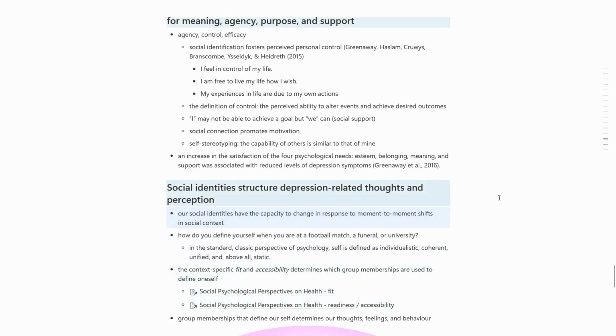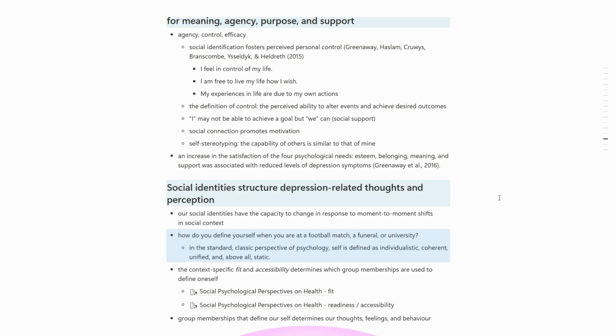Social identities structure depression-related thoughts and perception. Our social identities have the capacity to change in response to moment-to-moment shifts in social context. How do you define yourself when you're at a football match, a funeral, or a university? You can notice how often you feel different about yourself, and then you change your behaviors, and maybe your personality may look different, depending on how you define yourself.